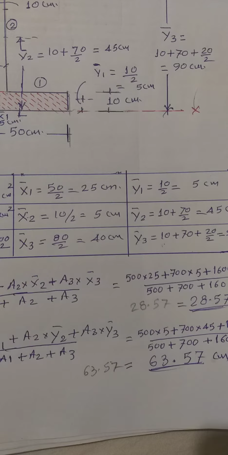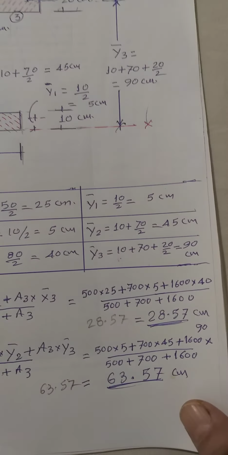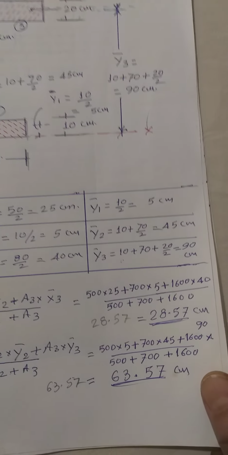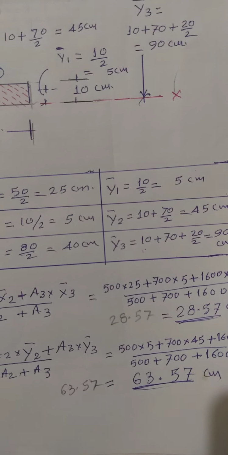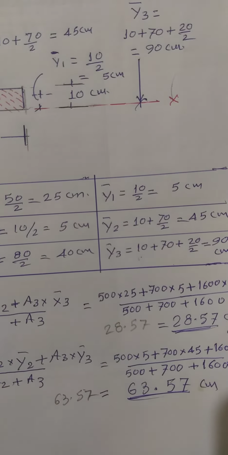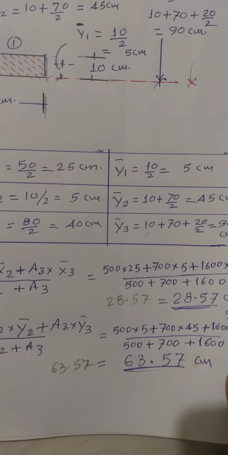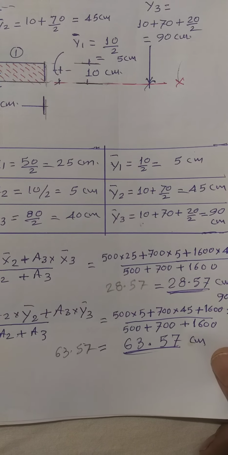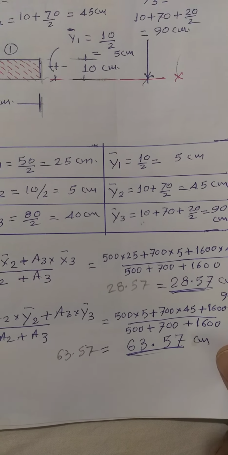You will just put the values over here and you can find that the center of gravity, that is x bar and y bar, comes out to be 28.57 and y bar comes out to be 63.57.